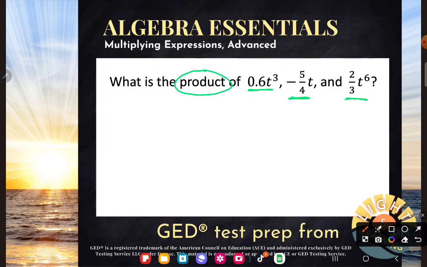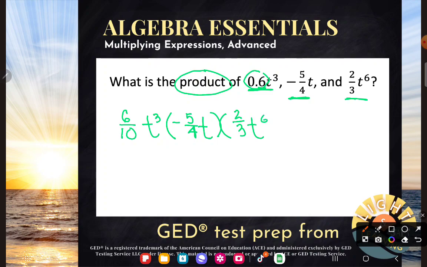So what I'm going to do here is I'm just going to take the one decimal I do have and convert it to a fraction. Another simple thing, because think about how you read that decimal. Now, I know you guys often say 0.6, but technically that's a 6 in the tenths place. So that's 6/10. So I have 6/10 t cubed times negative 5/4 t times 2/3 t to the 6th power.